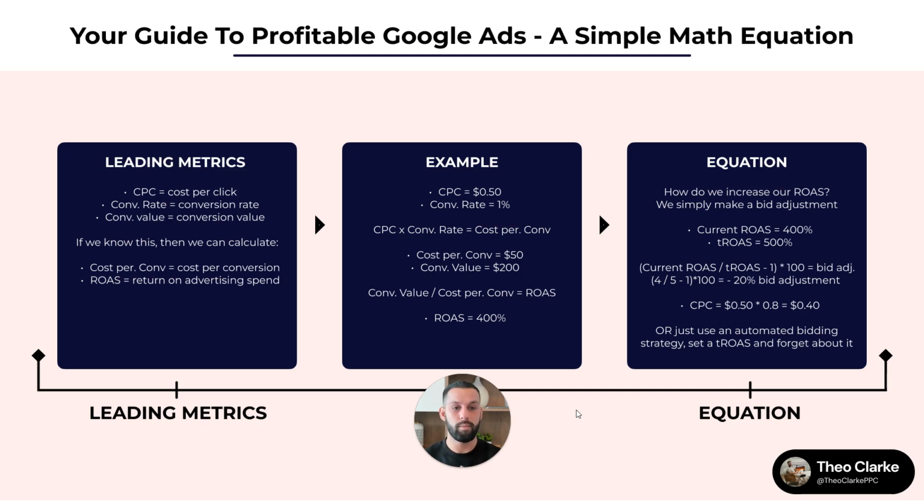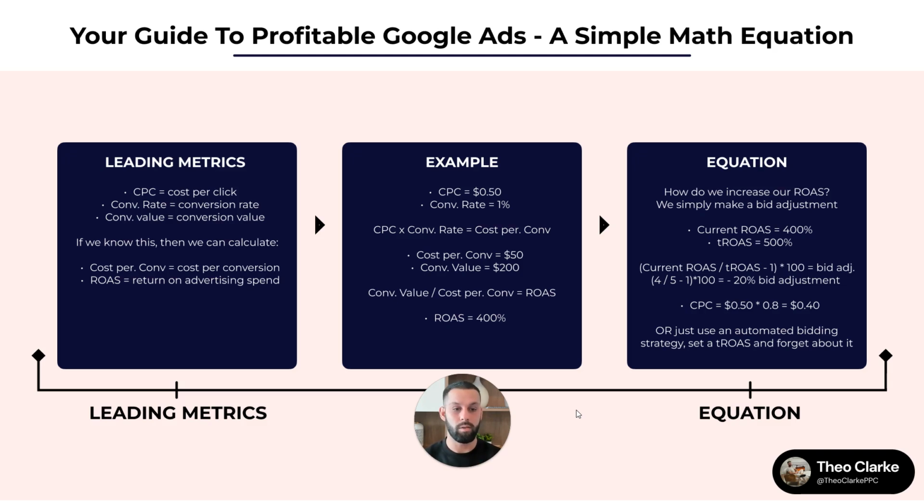So conversion rate is 1% and CPC is 50 cents. To calculate our cost per conversion, we'd simply multiply the CPC by the number of clicks per conversion. So it would be 50 cents times 100, because it's 100 clicks. That would give us our cost per conversion, which in this instance would be $50.